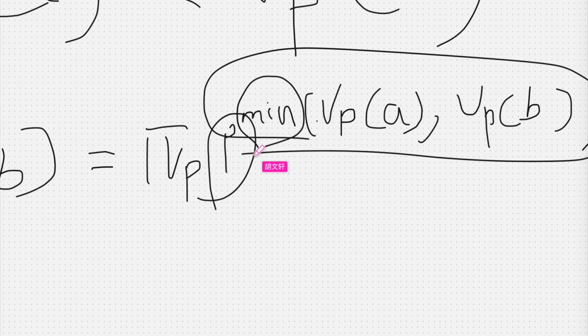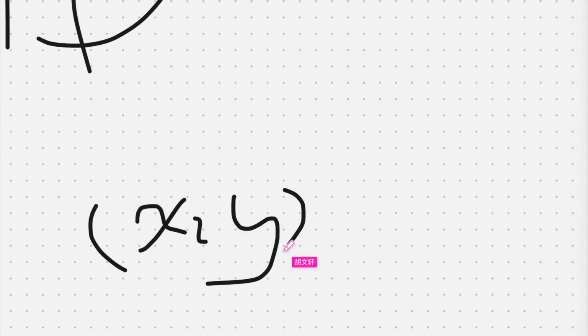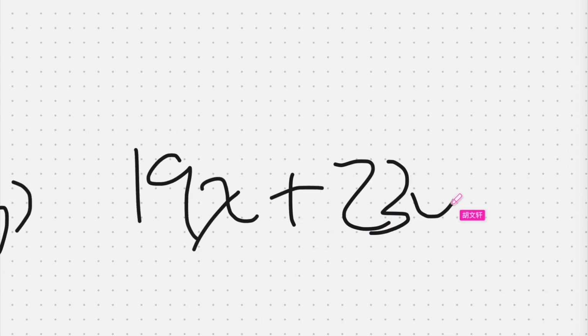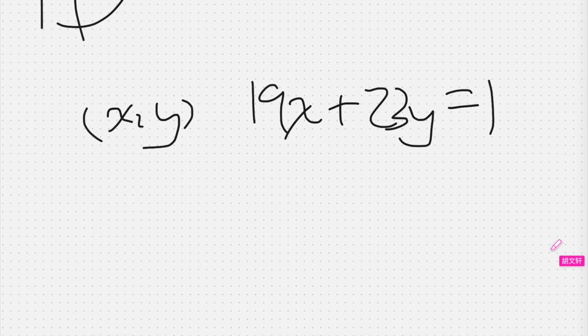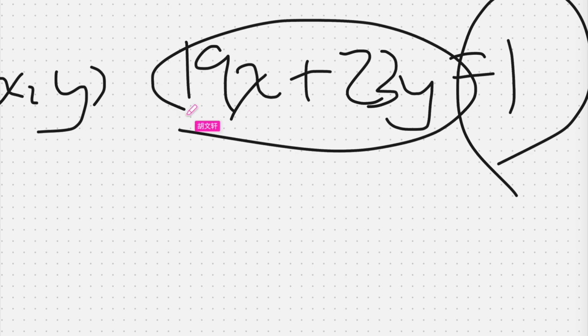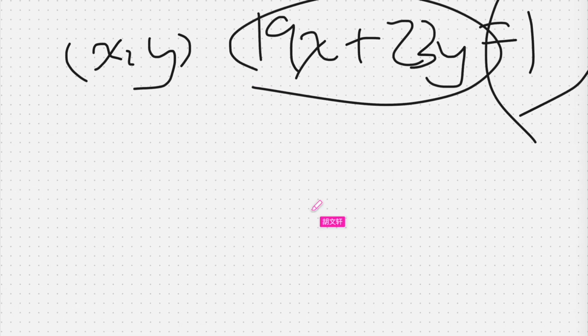And then let's do some questions. Let's look. Find an integer pair of x and y satisfying 19x plus 23y equals 1. This is really straightforward because we're just finding a greatest common divisor of 1. So for 19x and 23y, we can just use the Euclidean algorithm.